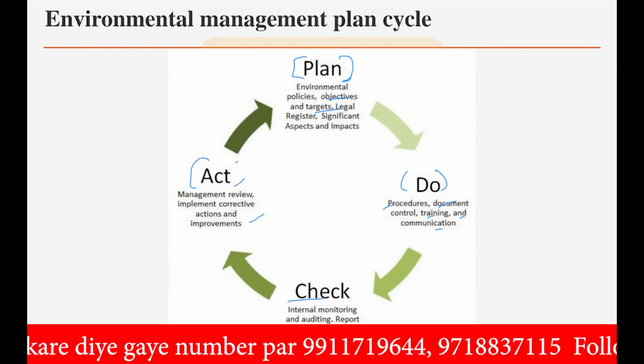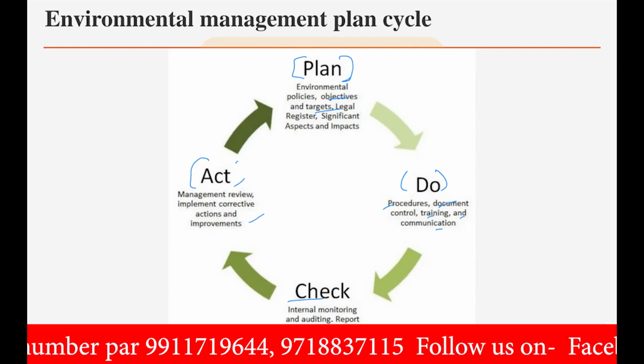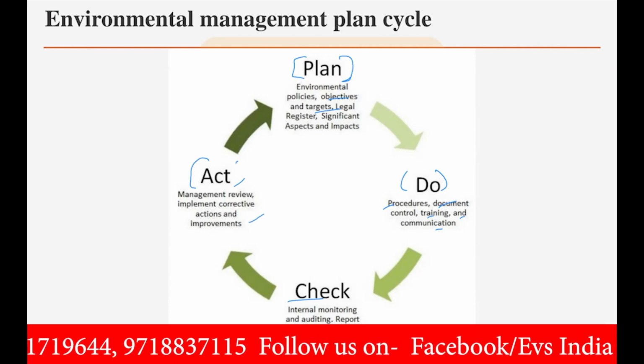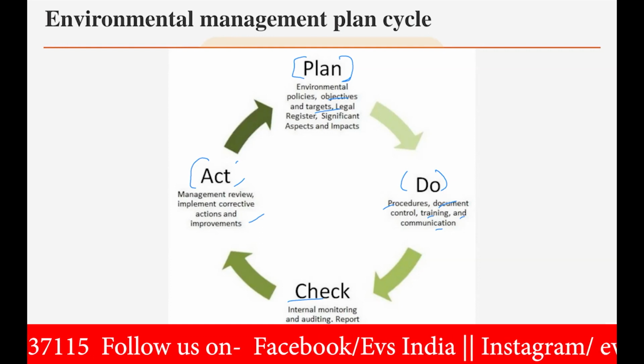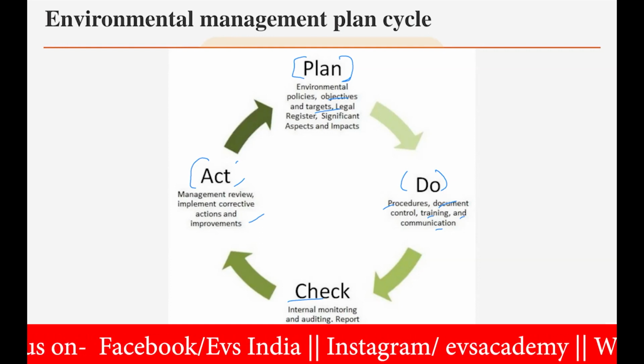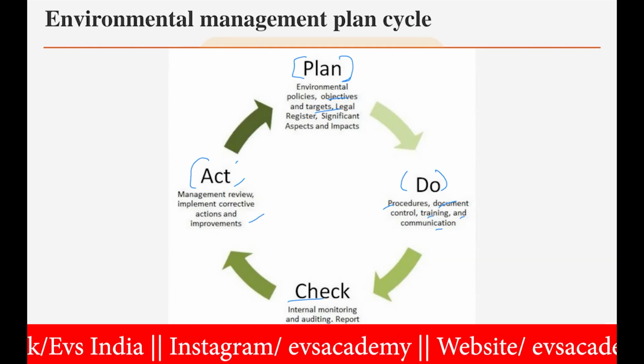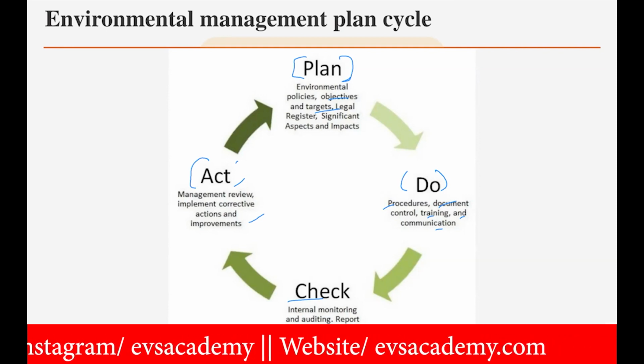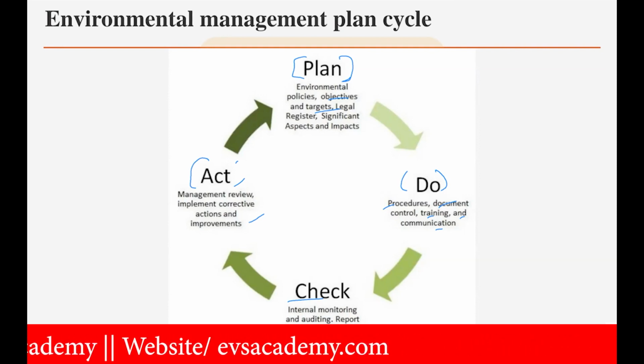And after the act, everything would be right. Then again, you have to repeat the cycle. Again, you will plan, do, check, act. So plan, do, check, act. This will continue throughout the environmental management plan cycle because management is required all the time. It is a never-ending process, you can see.